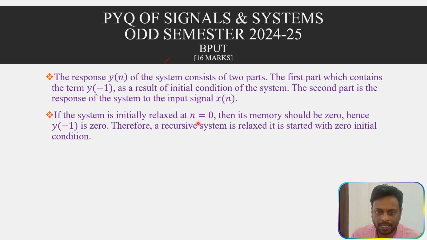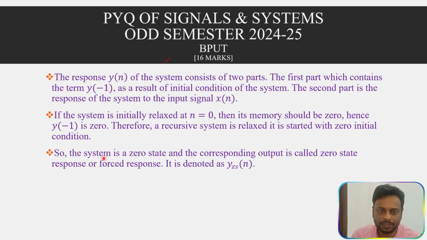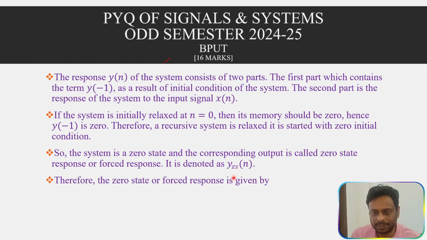The system is relaxed at n equal to 0 if the memory is 0, hence y of minus 1 equal to 0. The recursive system is relaxed if it has 0 initial conditions. The corresponding output is called the zero state response in that condition, denoted by y of zs. So the zero state response is given by this expression, for y of minus 1 equal to 0.